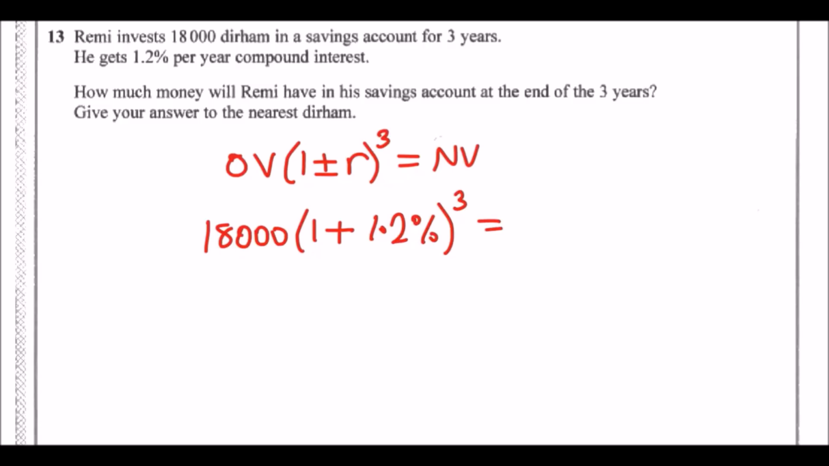And then when you do this, and by the way, they want the answer to the nearest dirham. So that means the nearest whole number. So you're going to get an answer approximately equal to 18,656. And this is being rounded upwards from 655.8.